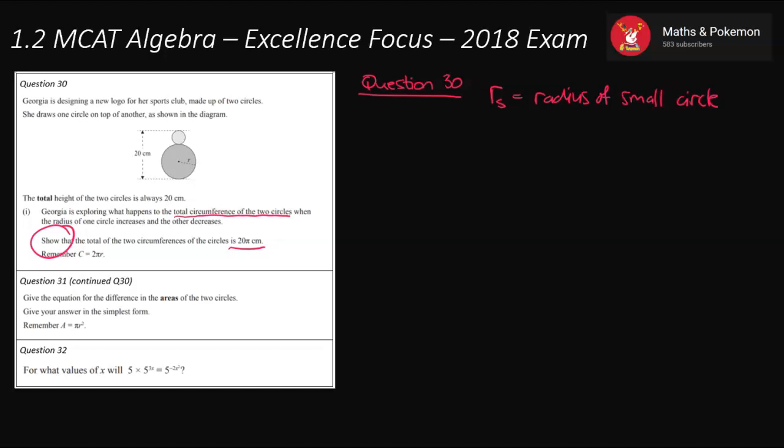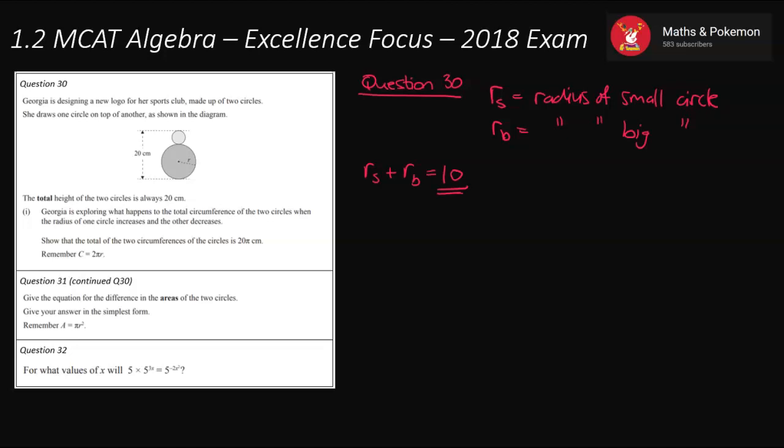And I'm going to define the big circle, RB, the radius of the big circle. So they're my 2 things. You might have used different letters, like X and Y, but I'm just going to stick with RS and RB. So I'm now going to start thinking about the relationships I have, and I know that RS, the radius of the small circle, plus the radius of the big circle, should be equal to 10 centimeters.